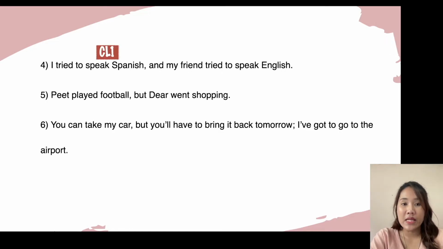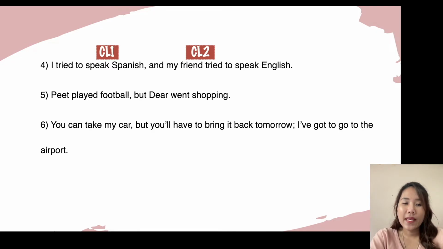The first independent clause, and my friend tried to speak English. My friend tried to speak English, it is the second independent clause. So altogether, since we have two independent clauses, it is the compound sentence.